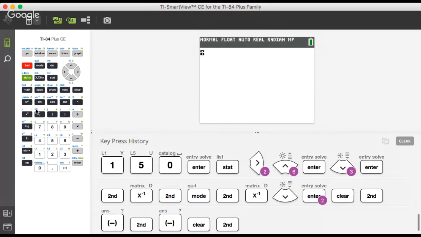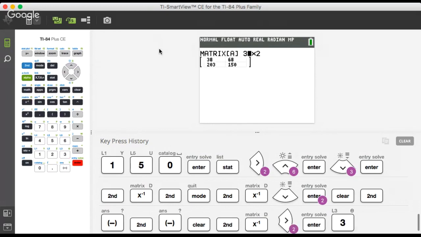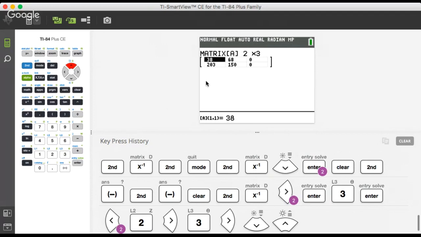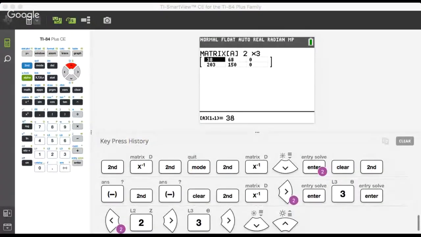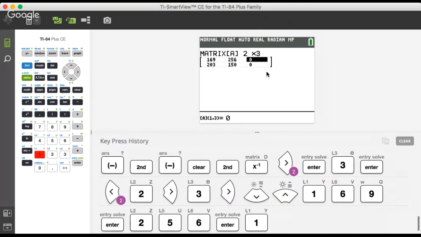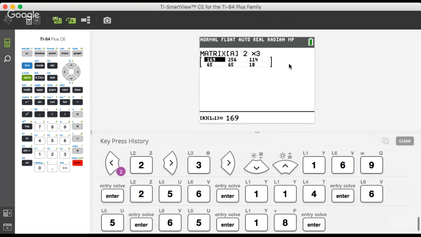So we're going to do this again. So second x to the negative first. We're going to go to edit. We're going to go to A. This time it's a 2 by 3. Make sure it matches your table if you're confused. So 2 rows, 3 columns is what we're looking for. All righty. We've got our 169, 256, 114, 65, 65, 18. And there you are.